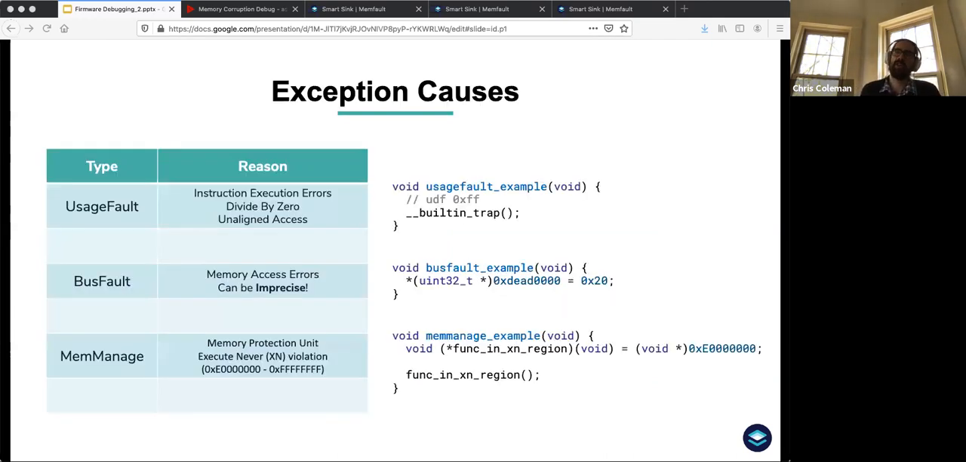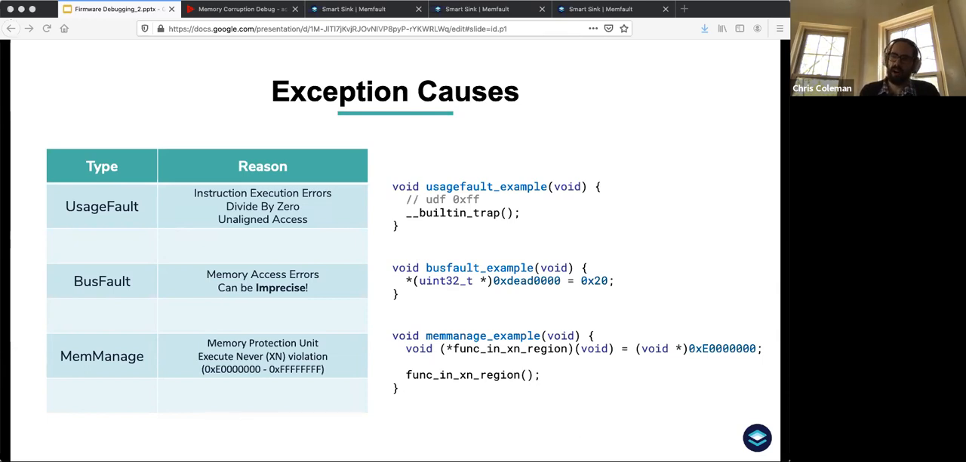The ARM architecture classifies faults themselves into three main types: usage faults, bus faults, and mem-managed faults. Usage faults can be user configured. So there's things like divide by zero or unaligned accesses. It can also trip if you execute invalid instructions. Bus faults are the result of memory access errors. So these are like the one we first looked at, where we're storing something outside the bounds of memory.